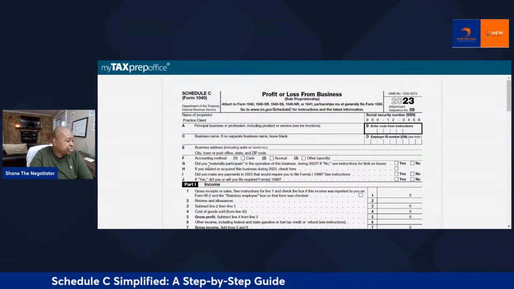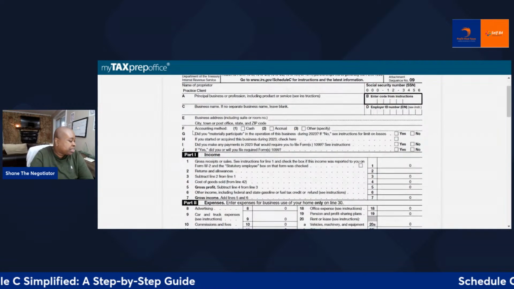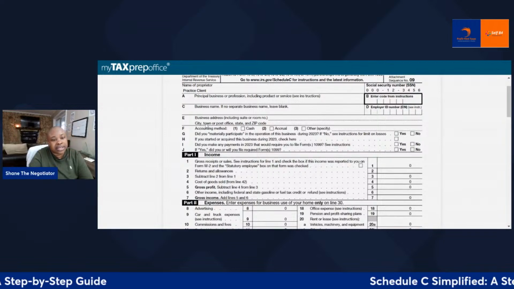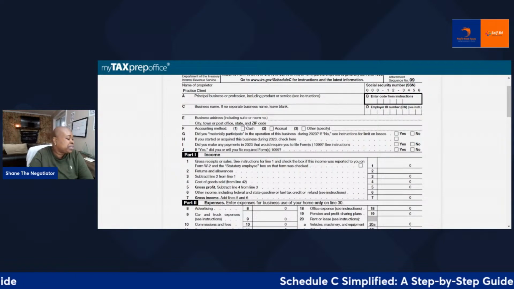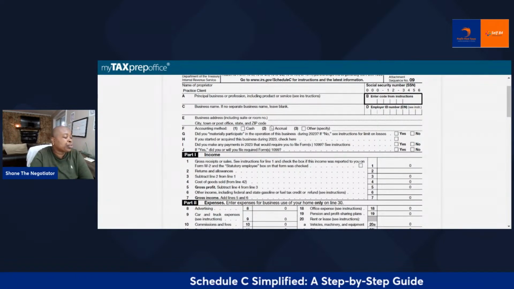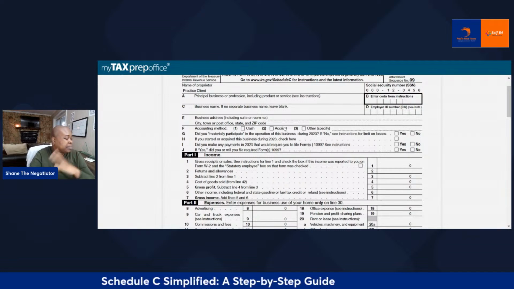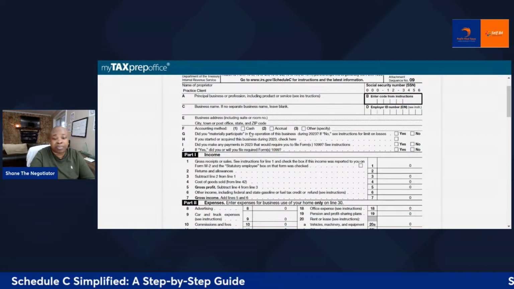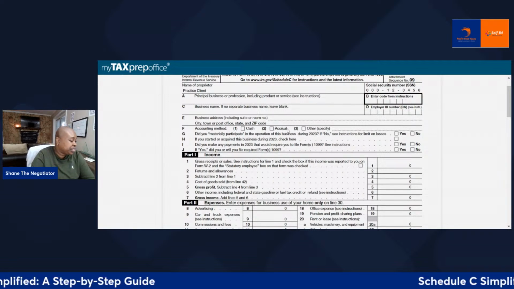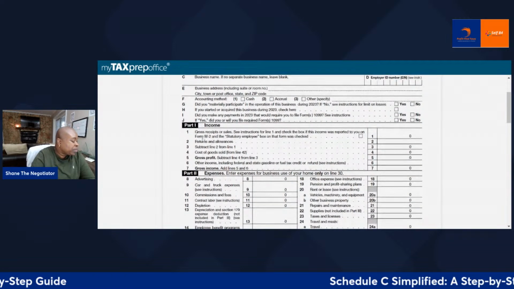So for D, put your EIN, as we mentioned, if you have one. And underneath E, that is where you're going to put your business address, including the suite or the room number. So you put the city, state, zip, and all that good stuff. Or if you're using a PO box, you're going to put that information there. So let's go into F.